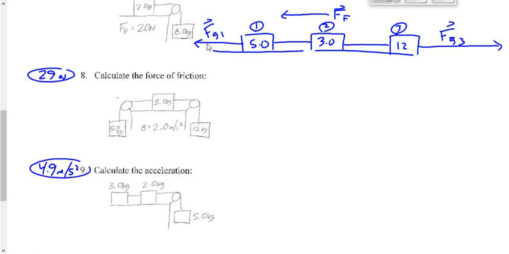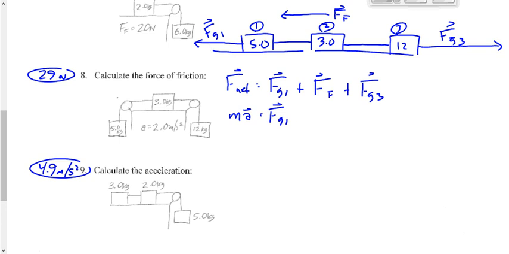Next step, step number 2, F net is equal to the sum of the forces. We're going to say FG1 plus FF plus FG3. Remember, there is an FG2, but again, it cancels out with the normal force on object number 2. The net force is M times A. Same forces adding together there.